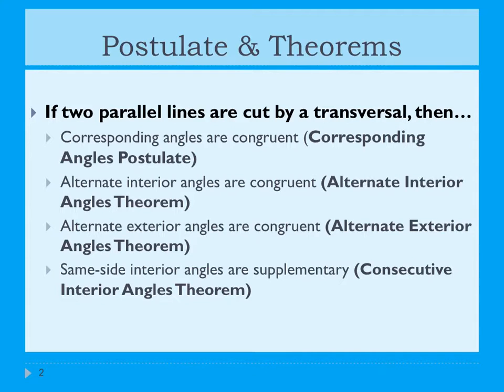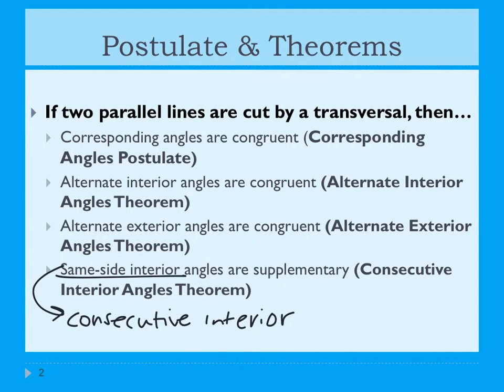and that's called the corresponding angles postulate. Alternate interior angles are congruent, and that's the alternate interior angles theorem. Alternate exterior angles are congruent, which is the alternate exterior angles theorem. And same side interior angles are supplementary. And remember, same side is the same thing as consecutive interior. So some books use same side and some books use consecutive. Okay? Those are supplementary. So notice the first 3 pairings are congruent and the last one is supplementary.